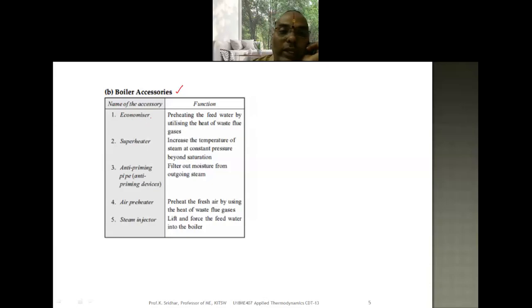So let us go to the economizer, because I just now told you that in the competitive examination it will give you: economizer is an example of so boiler accessories, superheater and priming pipe, air preheater and steam injector. All these are the examples of the boiler accessories. So what is the function of the economizer? Preheating the feed water by utilizing the heat of the waste flue gases.